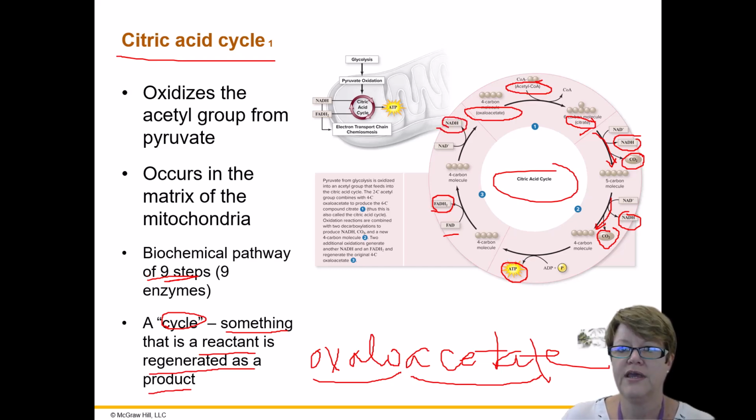And when we get back to here, oxaloacetate is reformed, regenerated. So that's why this is a cycle, because oxaloacetate is not only a reactant, but it's also a product. And so that oxaloacetate can continue and be joined to another acetyl that comes in and go through the whole process again.